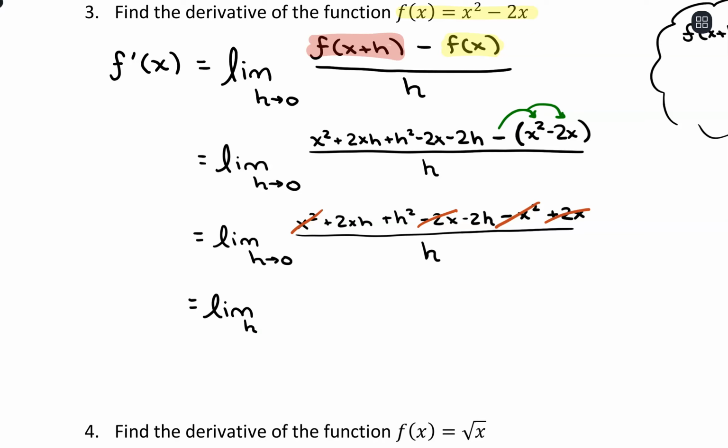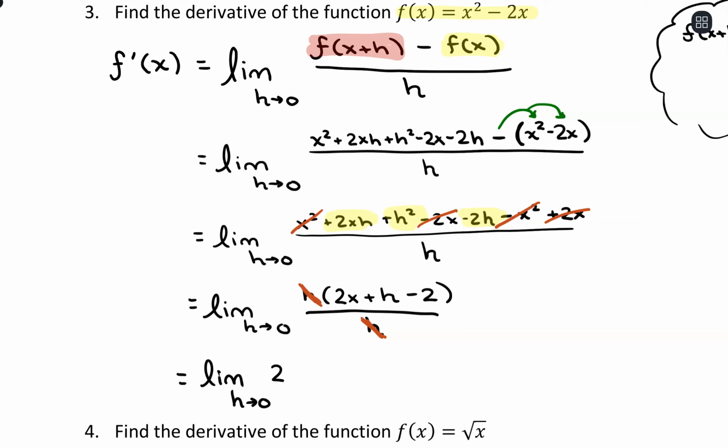So we're going to have this limit as h approaches 0. And in that numerator, what I have left over is this 2xh, h squared, and a negative 2h. We can factor out an h from that. So I'm going to factor out h, which would leave us with 2x plus h, and then minus 2, all over h, which means those h's are going to cancel out with each other. So now we just have the limit as h approaches 0 of 2x plus h minus 2.